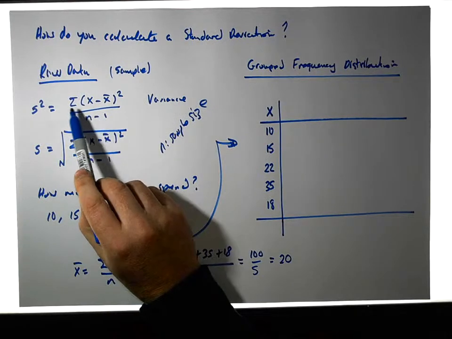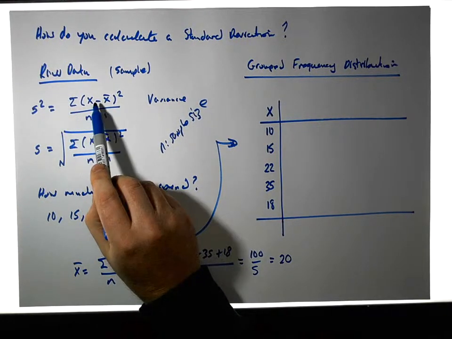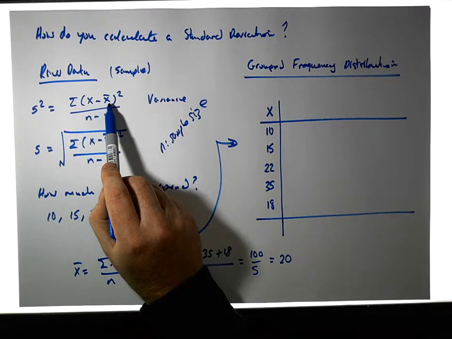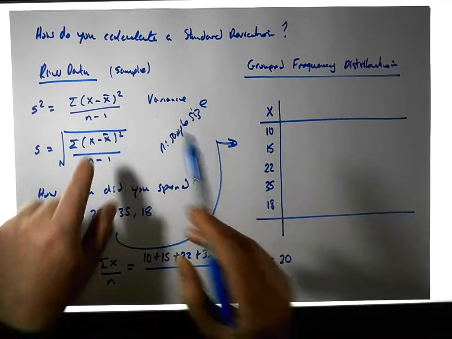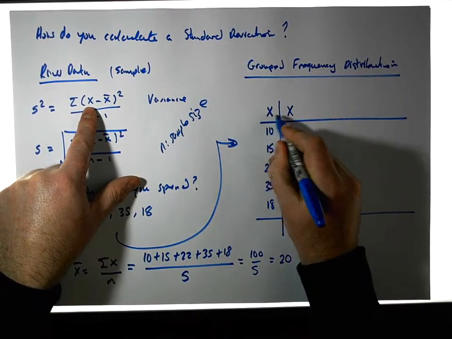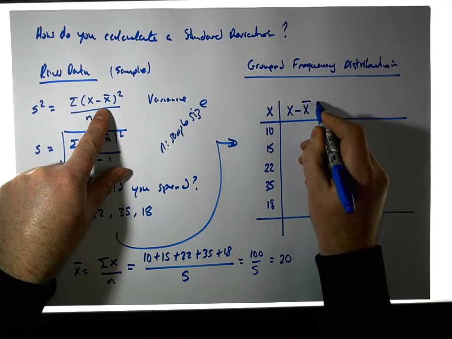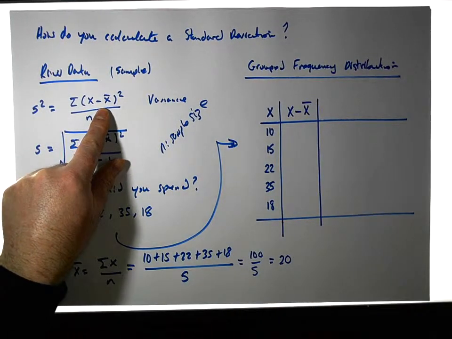Now we have to calculate the numerator, which says you need to sum up the distance between each observation and the mean value, and actually sum up the squares of those. So let's just do this in stages. We're going to take each observation and take away the mean value, and see what we get first of all.